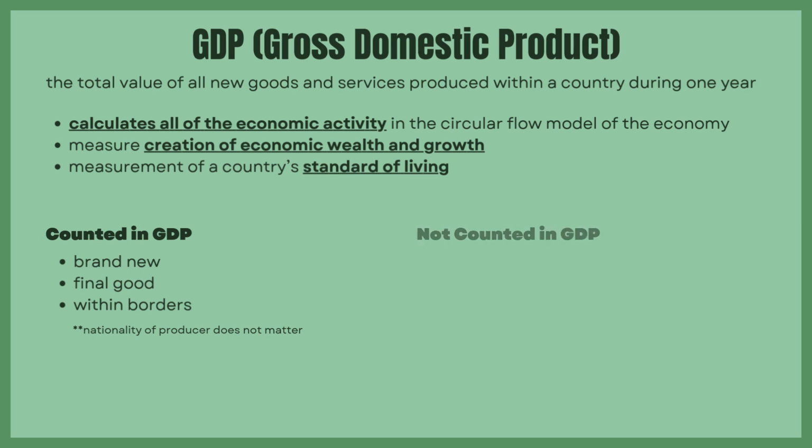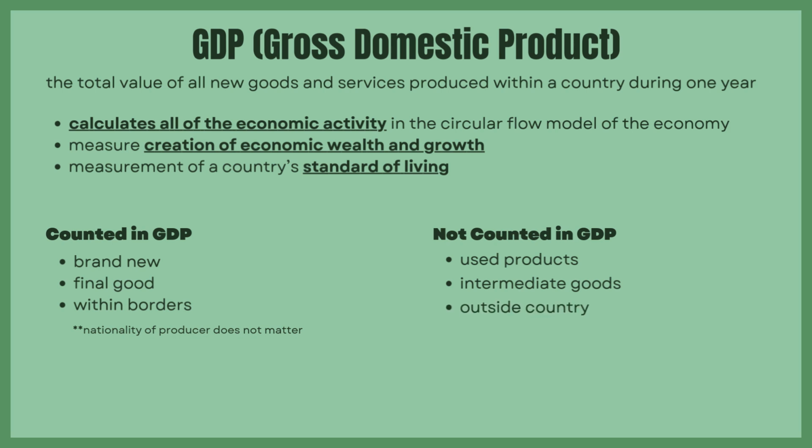There are many things not counted in GDP. Used products are not included because they were already counted in GDP when they were new. So used cars, or clothes from thrift stores are not counted in GDP. Intermediate goods are goods which go into the production of some other good. Tires in the production of cars is an intermediate good. The final car will be counted in GDP but the tire will not.